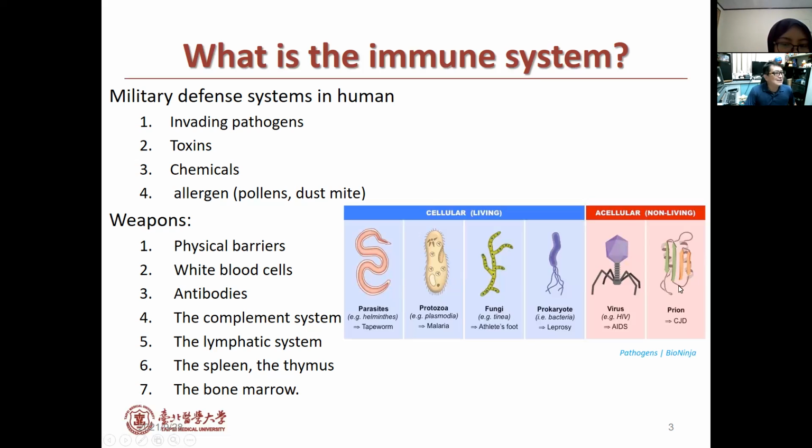Let's see this picture here. That's the pathogens, including parasites, protozoa, worms and fungi, or prokaryote cells like bacteria, and even virus. Another thing, prion. Do you know what a prion is? It's a kind of protein, a mutated protein, which can cause disease in humans, making your neurons dysfunctional, like mad cow disease.